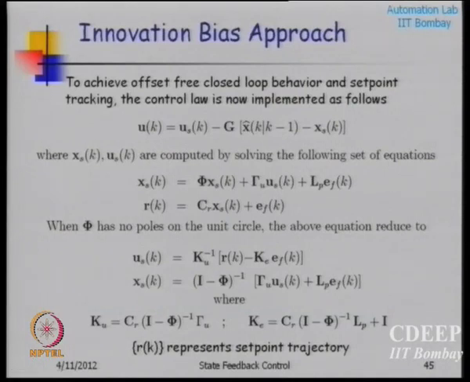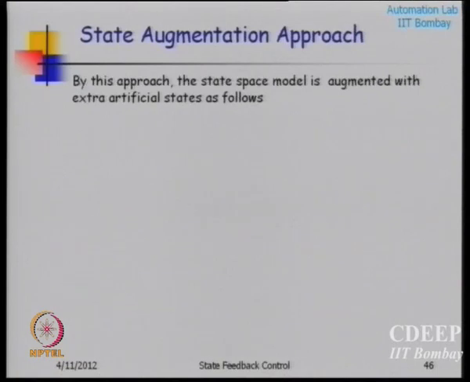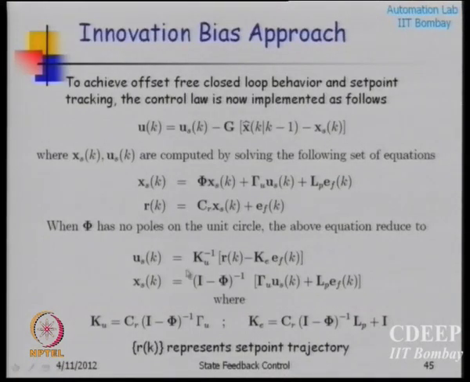When the system is not square, you replace K inverse by the pseudo inverse. The same thing will work. So these are my moving targets, and with these moving targets, I am going to implement this control law. Now this modified control law will take care of model plant mismatch, drifting disturbances, everything.